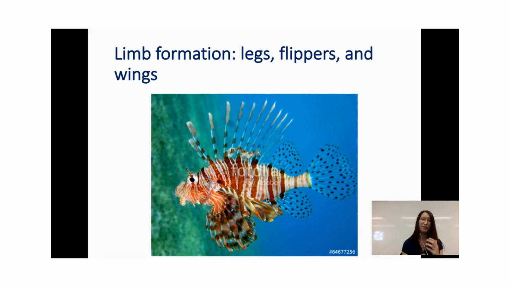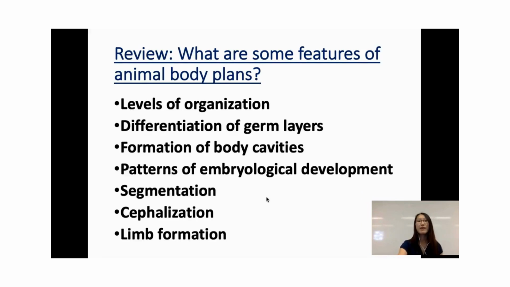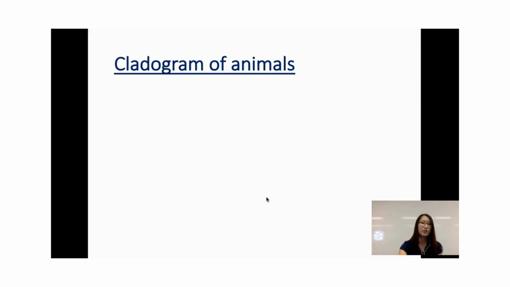We can call them legs, but they're different from our legs, right? So we're talking about actual bony limbs, legs, flippers, wings. Those all came about from bones, and they're all kind of a homologous structure between all of us. The structures of our arm and hand are kind of similar to the flippers of fish and wings of birds. So we have all these features of animal body plans. As long as you understand all the things that I talk about, you should be good.